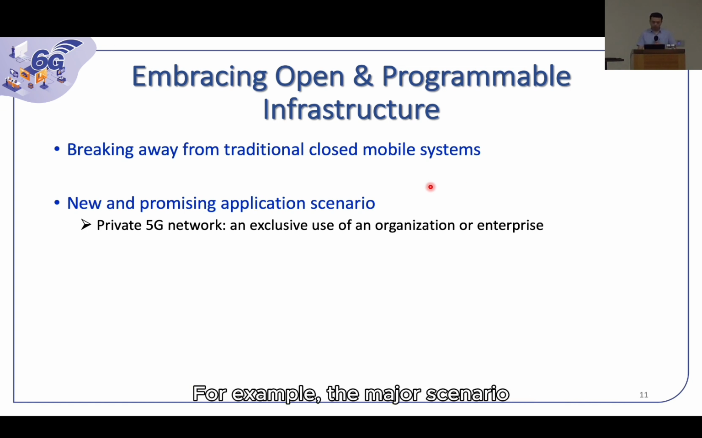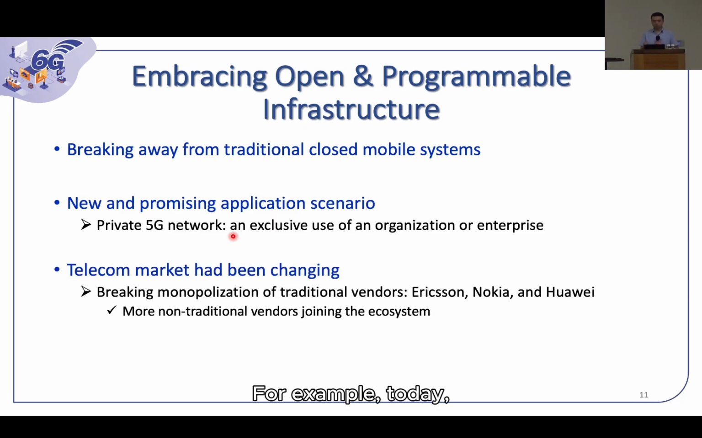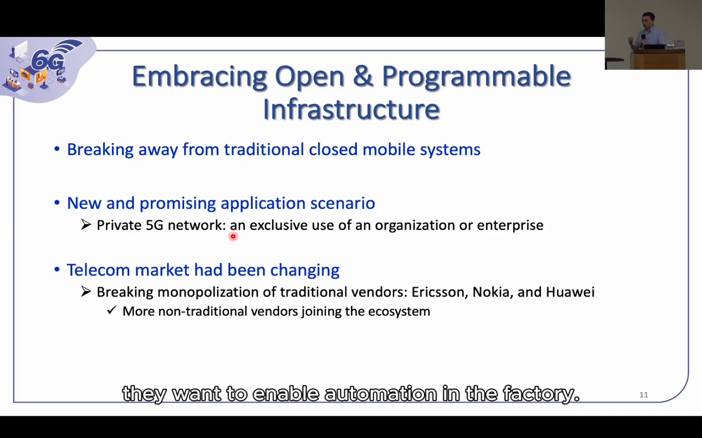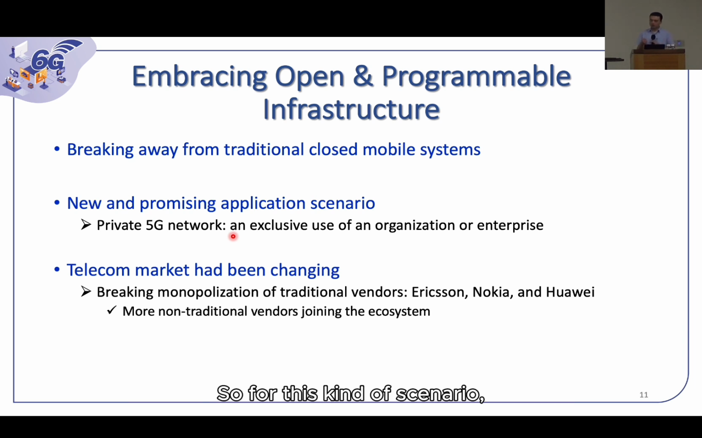For example, the major scenario would be the private 5G network. The private 5G network can provide exclusive use for an organization or enterprise. For example, today one company, for example TSMC, wants to enable automation in the factory. Based on the factory automation, we may need to achieve ultra low latency below 1 millisecond. For this kind of scenario, it is difficult to use a public operator to support it.